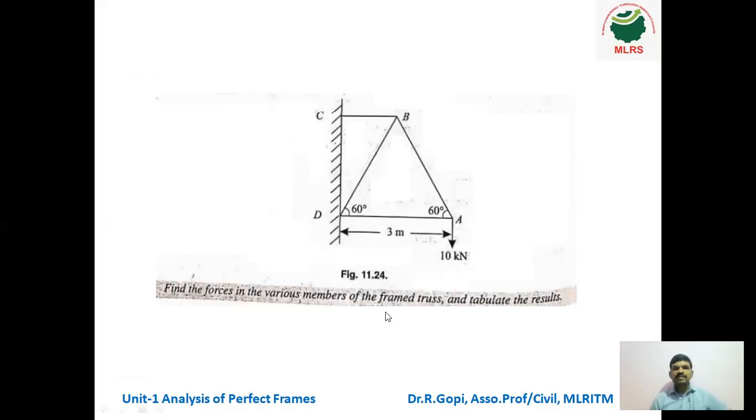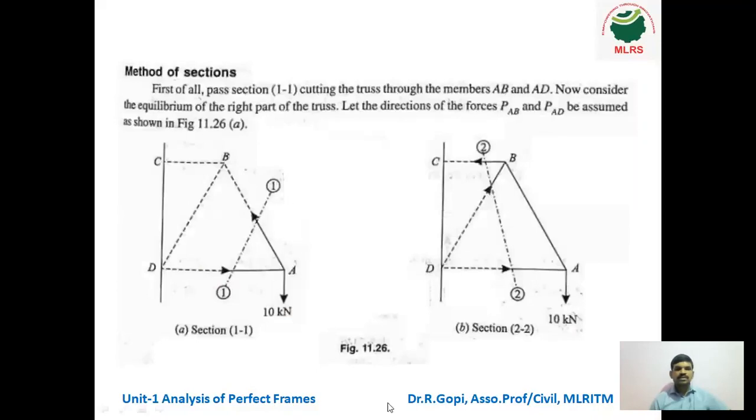So this is the cantilever truss. For the cantilever truss also it is the same thing. The first step, calculating reactions, is not required for a cantilever truss. You can see here the section line. Initially cut 2 members, at joint A, cut 2 members.